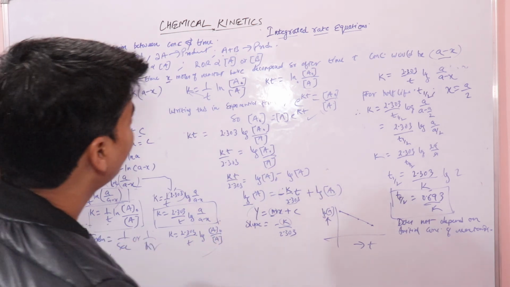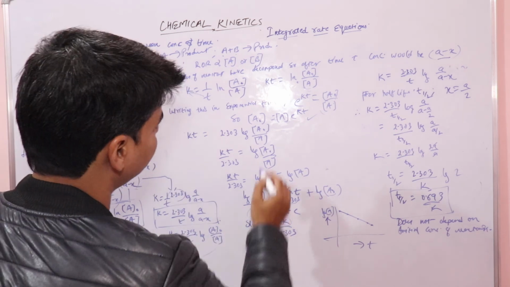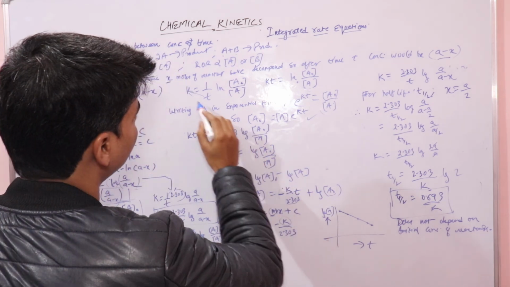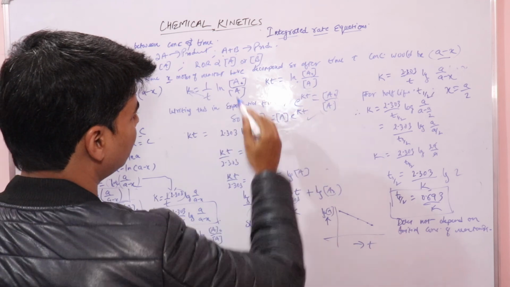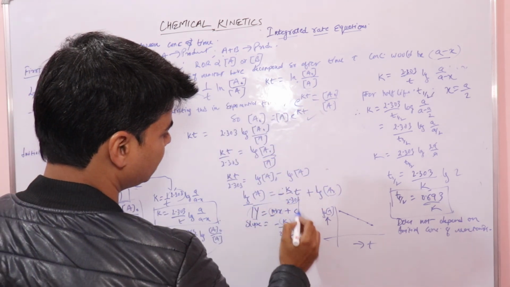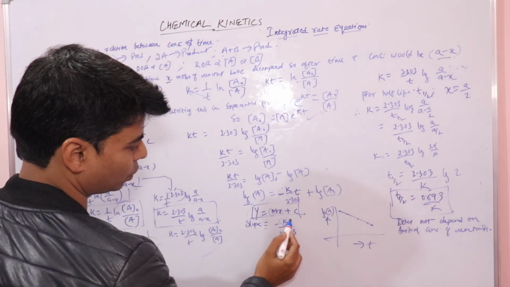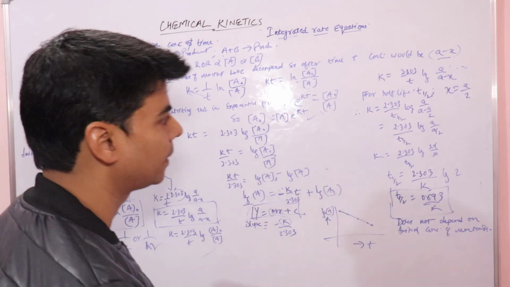This is clear. Here we'll draw a graph, so we change this equation to the form y = mx + c. We get a straight line whose slope is this. So if you know the rate constant, you can find the slope of the line.